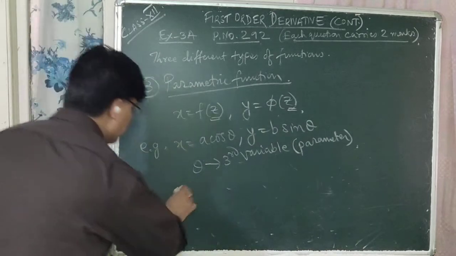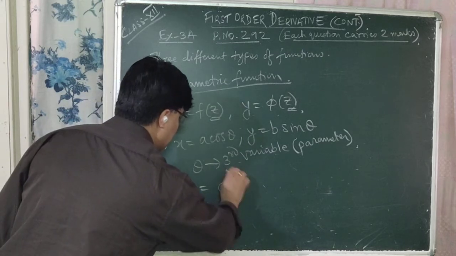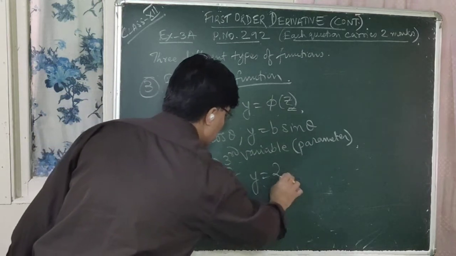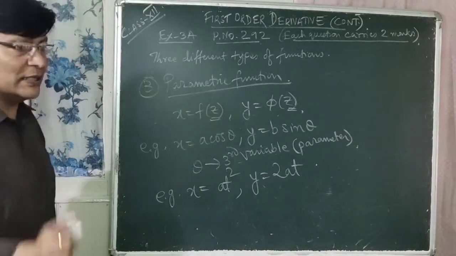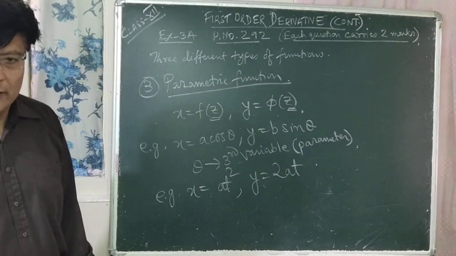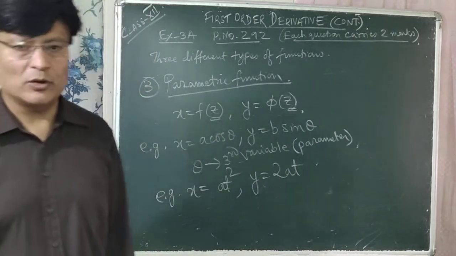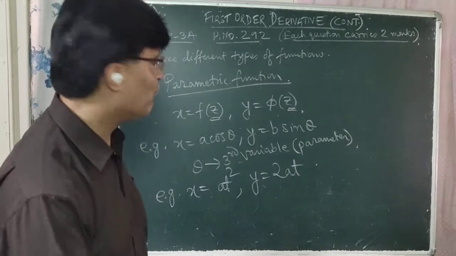So there is another example of a parametric equation. x is equal to a t square, comma, y is equal to 2a t. In this case a and 2a are constants and t is a parameter here, or the third variable, and this equation is known as a parametric equation, or the function is known as a parametric function.